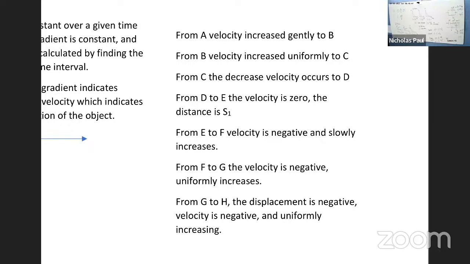Then this says D to E, the velocity is 0. How do you show that? A horizontal line, right? Horizontal line.